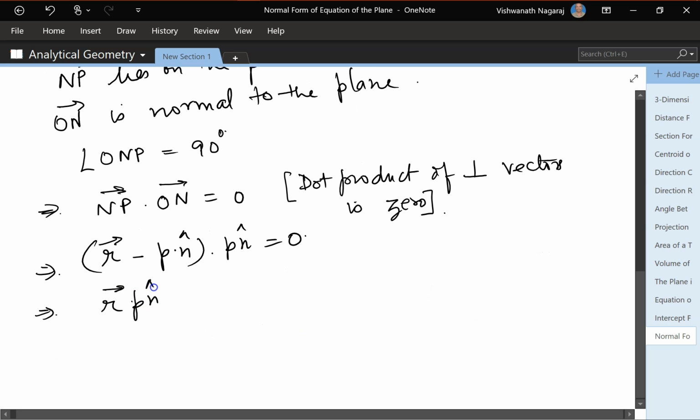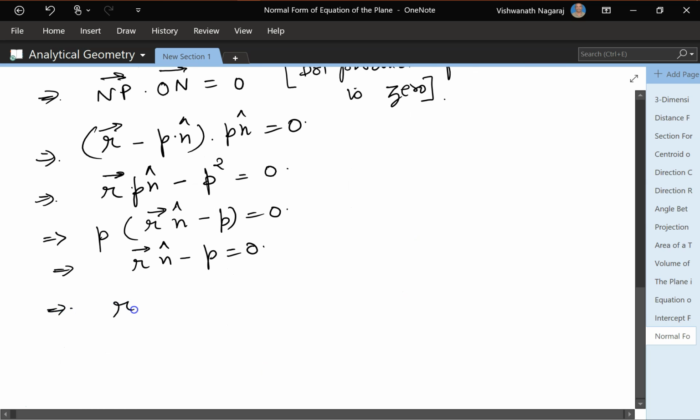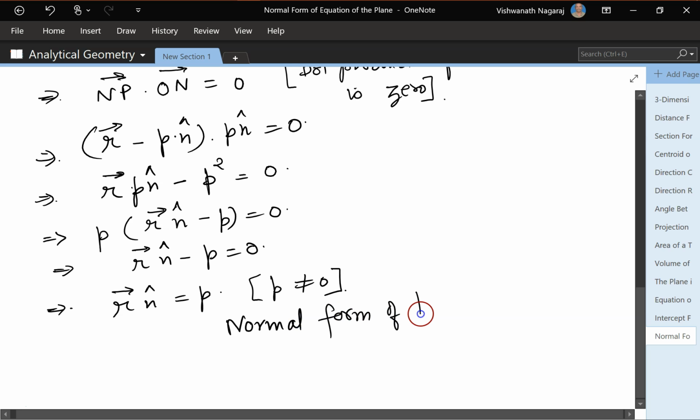Now R dot p n cap minus p square n cap dot n cap, which becomes 1, is equal to 0. Now p times (R dot n cap minus p) is equal to 0, and here remember, the distance cannot be 0, which means the plane should not pass through the origin. So R dot n cap equals p, and this is the normal form of the plane.